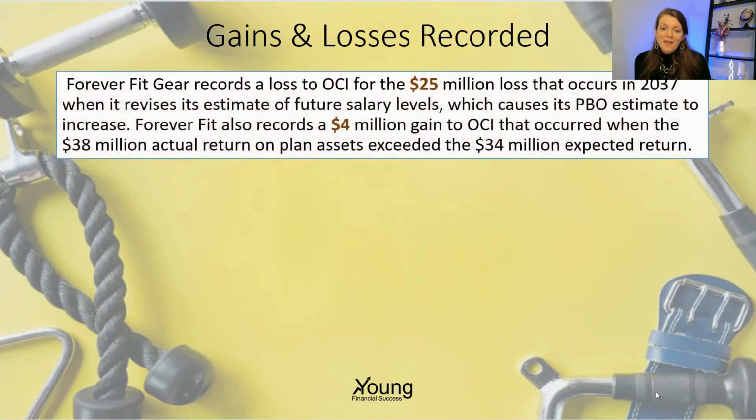So what do we do with all that? So let's move to our Forever Fit gear. So they record the loss to other comprehensive income. I'm trying to say accumulated other comprehensive income for the 25 million loss that occurs in 2037. So we saw that loss on that first slide I showed you in this video. It revises its estimate of future salary levels because they said, hey, we think they're going to make more money in the future. So there's actually 25 million more that we need to have in the projected benefit obligation. So this was outside of the pension expense, but we want to make sure we record this as well.